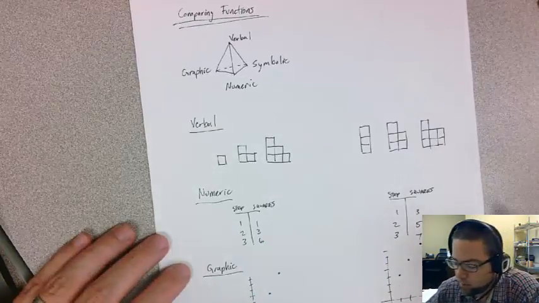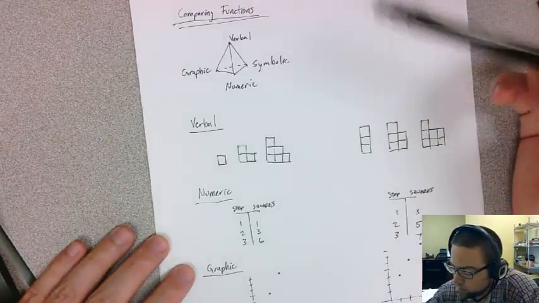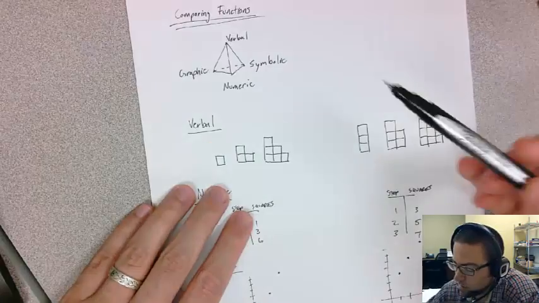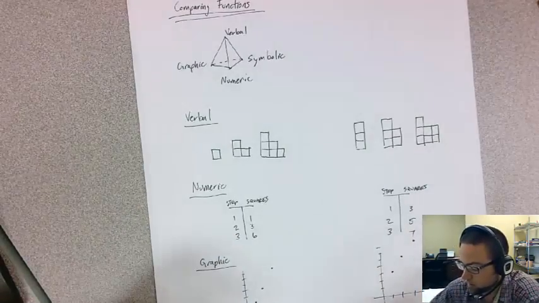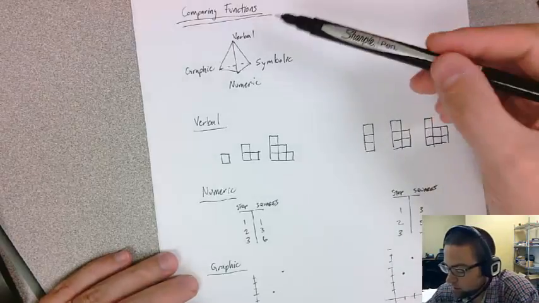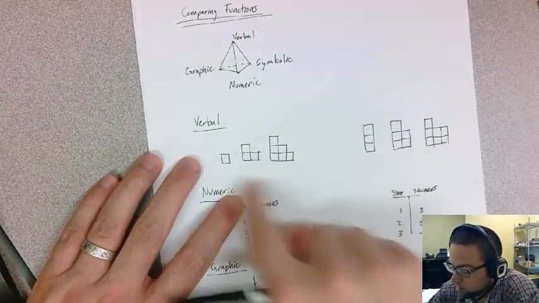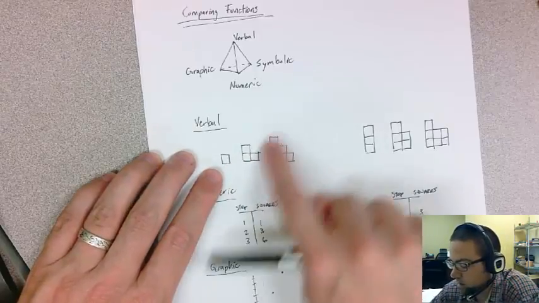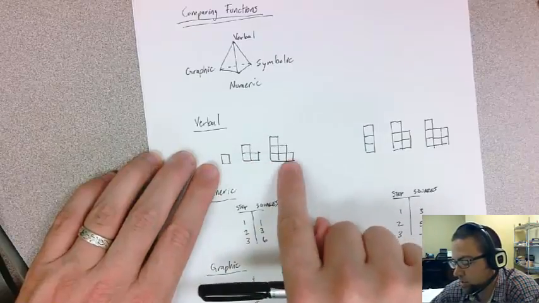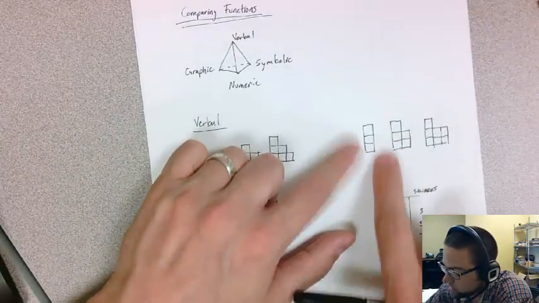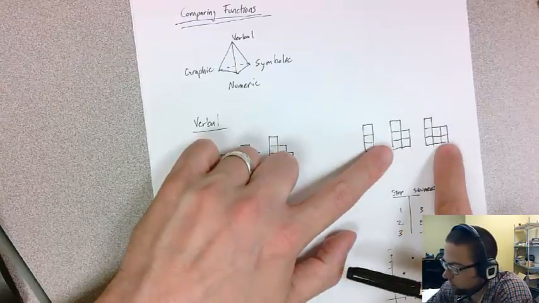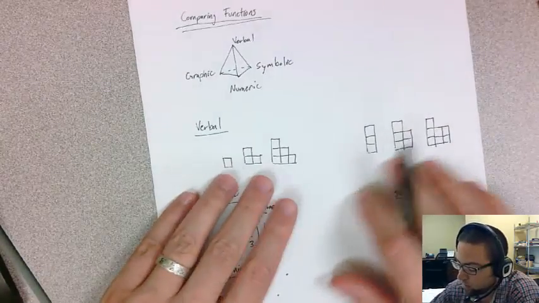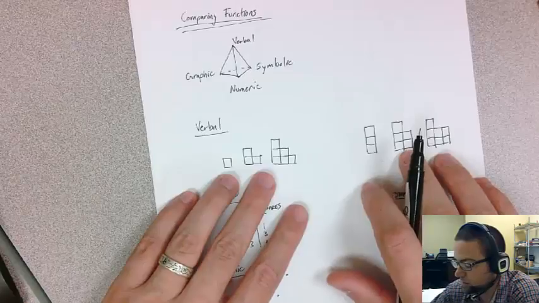Okay, up next is comparing functions. In comparing functions, we want to compare apples to apples. So if we have maybe a verbal description or a numeric, graphic, or symbolic, we want to compare them in that way. Okay, so verbal description, we can kind of qualitatively say, okay, this is increasing by 2, and then by 3, and then by 4. So this is kind of growing like a triangle. This one we're starting with 3, we're going to 5, and it looks like we're growing by 2 each time. So we can compare those two and say that these functions are different.